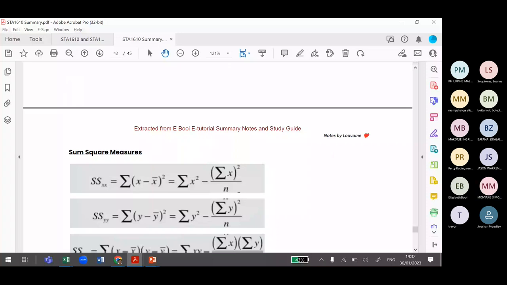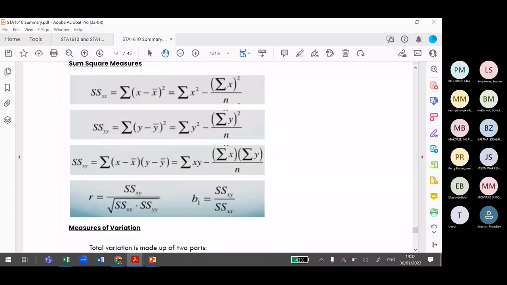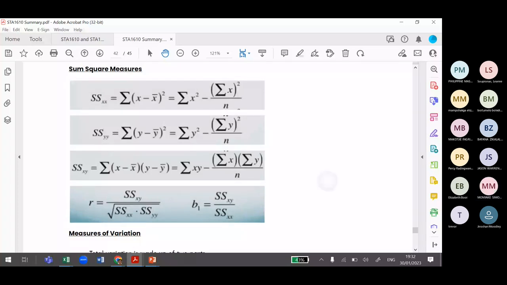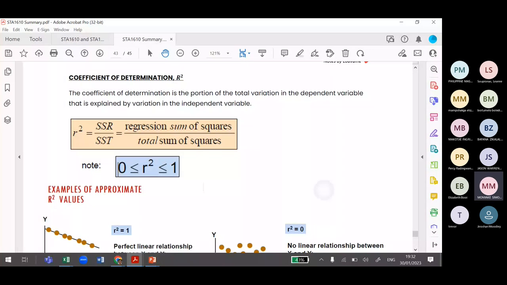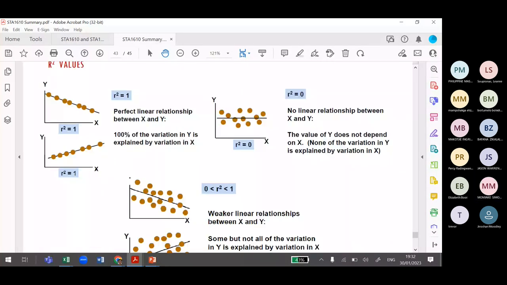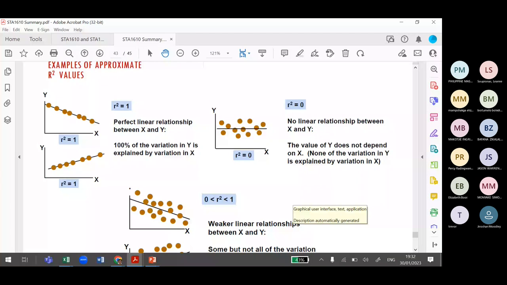You just need to learn how to go through it. This is for ease of reference in terms of the equation for the sum square measures, as well as how you calculate your coefficient of determination by using the sum square measures, and how you interpret it. You can see there, 100% of the variation in Y is explained by the variation in X. So if it was 98% of the variation, it will say 98% of the variation in your dependent variable is explained by the variation in your independent variable, and so on.